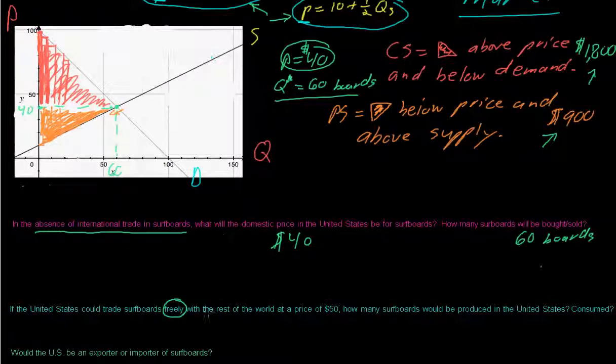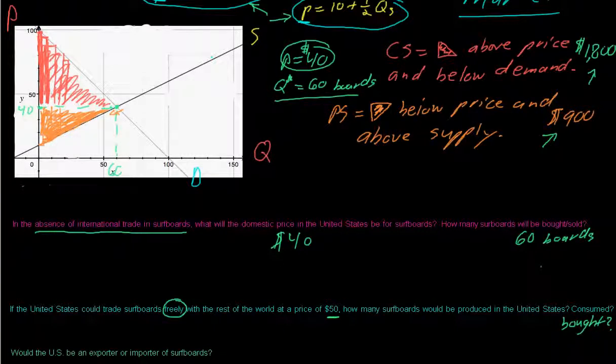So it says, if the U.S. could trade surfboards freely at zero cost with the rest of the world at a price of $50, how many surfboards will be produced in the United States, and how many will be consumed? Another word for consumed, I guess, is bought. So we can say bought. And let's think about how we can approach this.